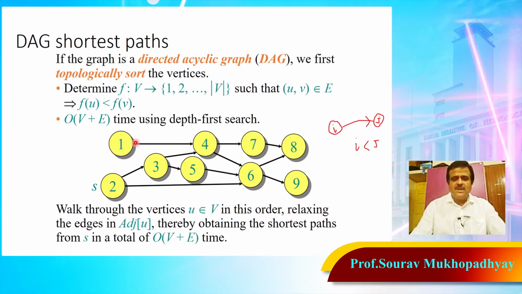Now for example, if we have this DAG, directed acyclic graph, then how to do this topological sort of vertices? We can use the depth first search. Depth first search and breadth first search we will discuss in the next lecture. So those are two techniques to explore the graph. Here we will use depth first search for finding this topological sorting.